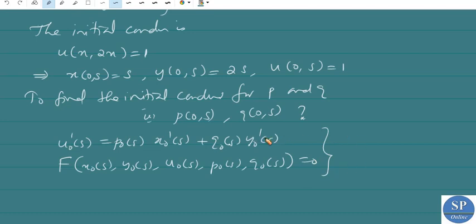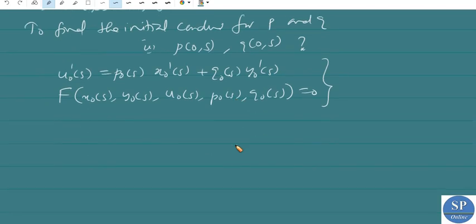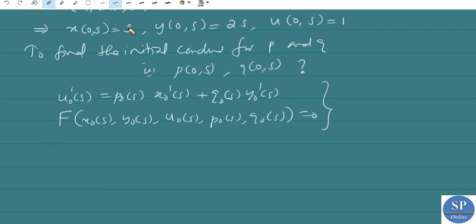So actually this equation is our given PDE. We can find these initial conditions for p and q, that is p of 0, s and q of 0, s, by solving these two equations. Here u naught, x naught, y naught are known functions of s, and the only unknown functions are p naught and q naught. So we can find that. So u of 0, s is equal to 1, so u naught is nothing but 1, so u naught dash of s is equal to 0.